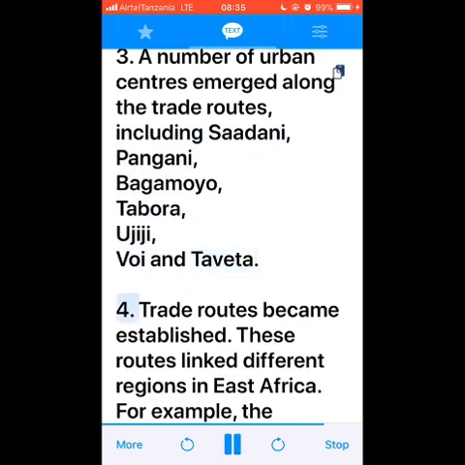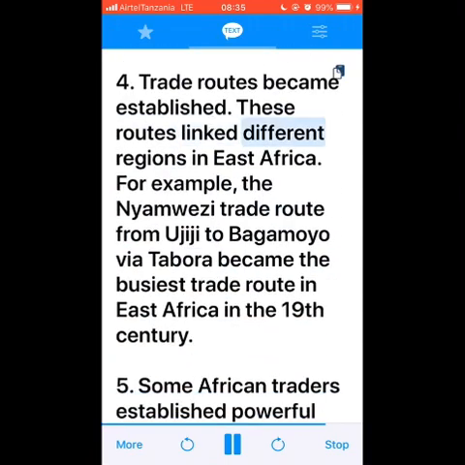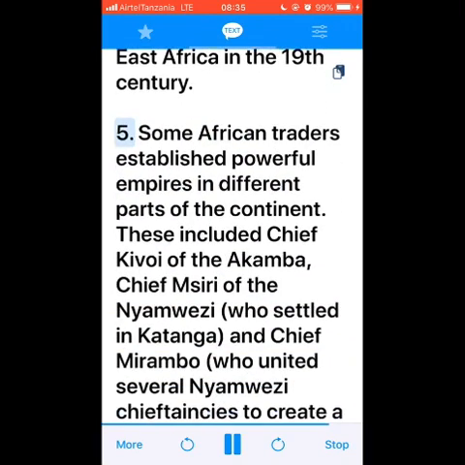4. Trade routes became established. These routes linked different regions in East Africa. For example, the Wanyamwezi trade route from Ujiji to Bagamoyo via Tabora became the busiest trade route in East Africa in the 19th century.